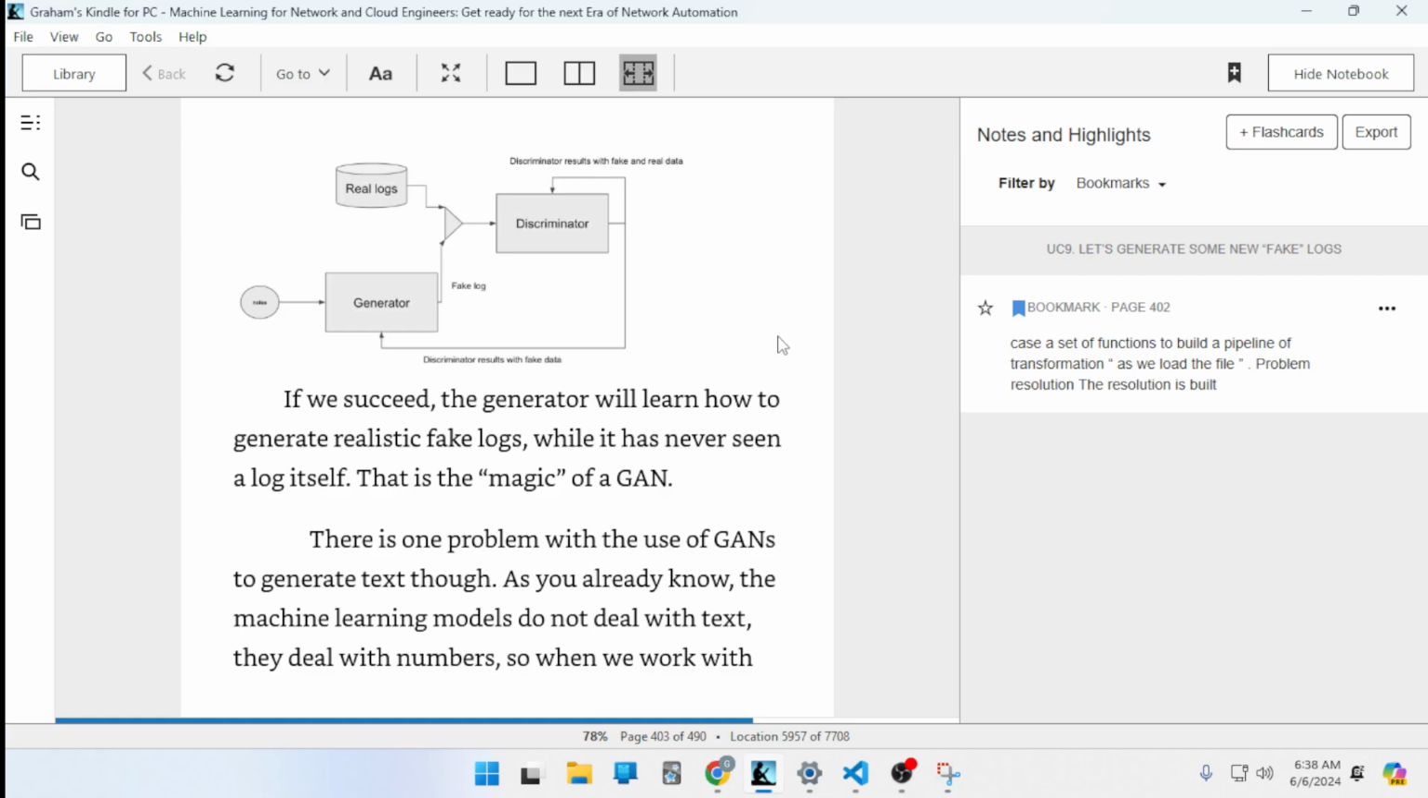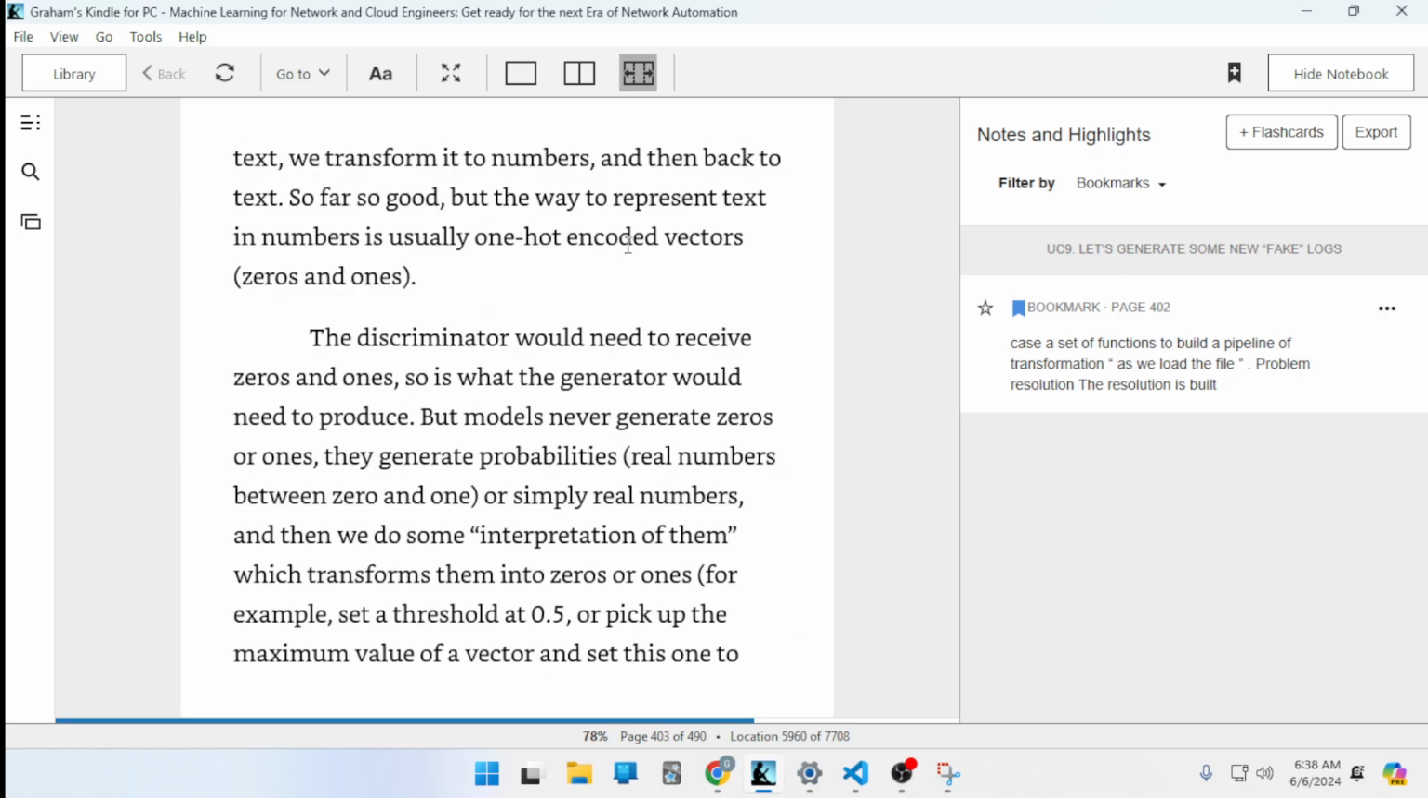That is the magic of a GAN. There is one problem with the use of GANs to generate text, though. As you already know, the machine learning models do not deal with text. They deal with numbers. So when we work with text, we transform it to numbers and then back to text.